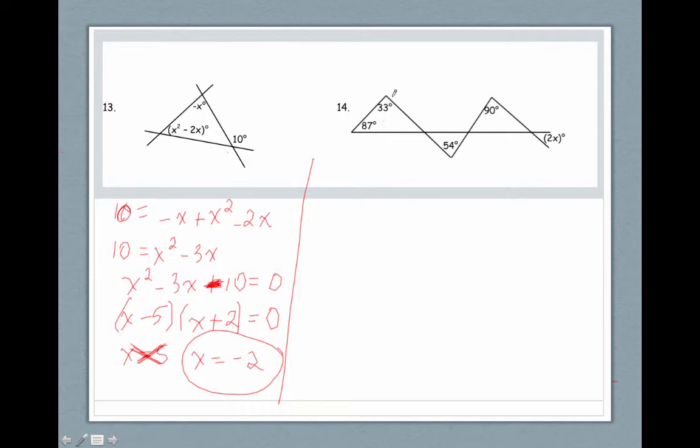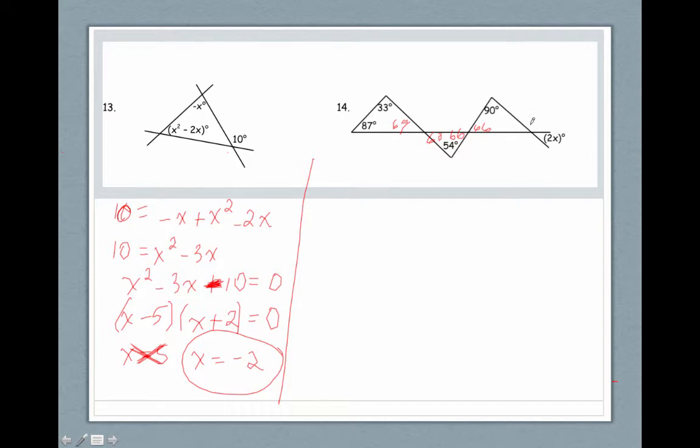Okay, so this one, we've got 87 plus 33. So we have 120 right there, which means this is 60, which means this is 60 because they're vertical angles. So that's now 54 plus 60 is 114. So we have 66 over there to make the 180, which makes this 66, again because of vertical angles.